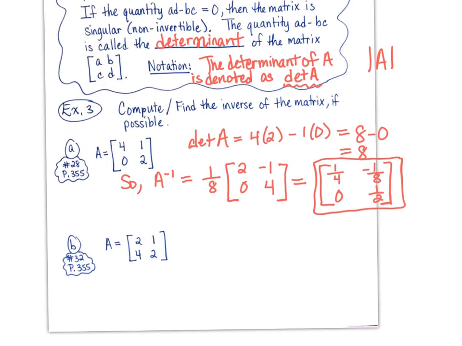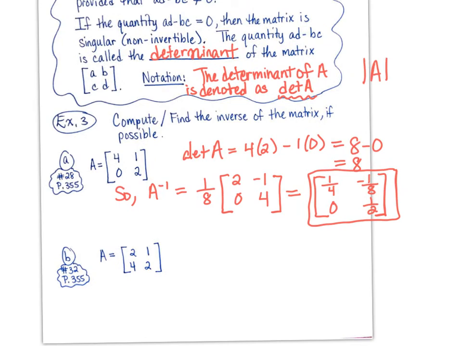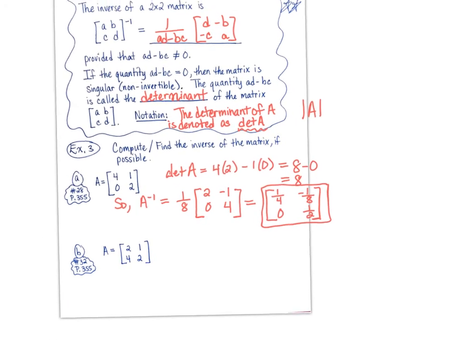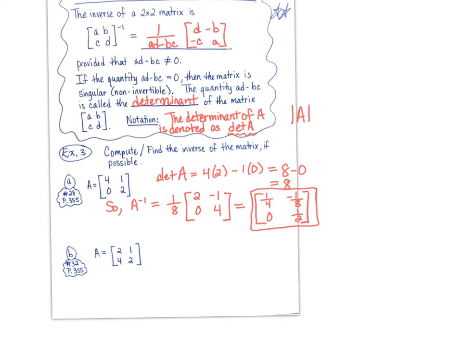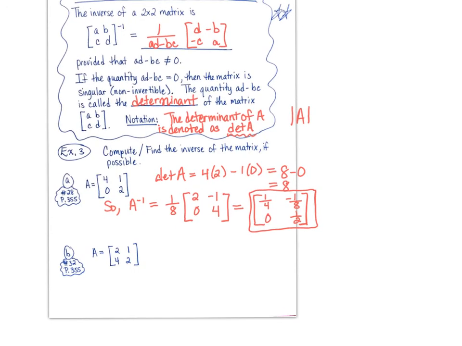Okay, go ahead and do B. Go ahead and do B. Determine, compute, or find the inverse of the matrix if possible. Feel free to discuss it with your neighbors if you like. Feel free to check in. Online, feel free to discuss it with each other.